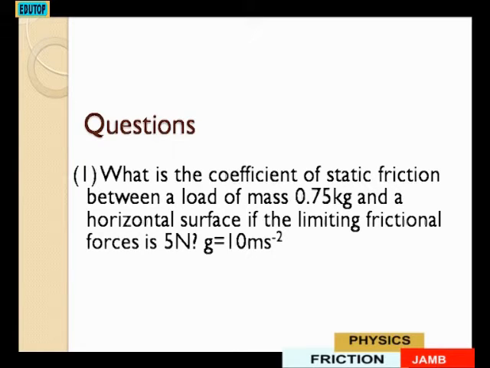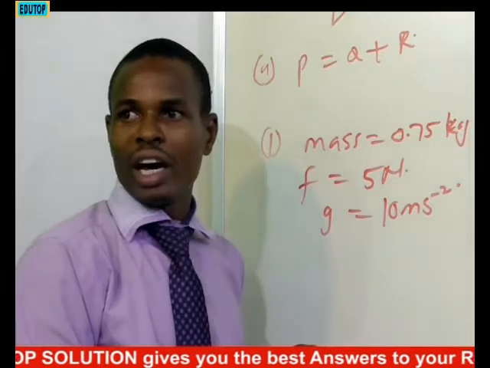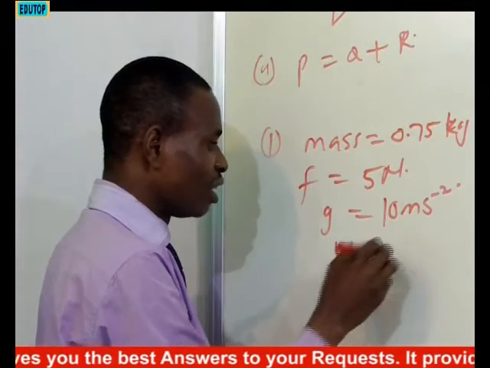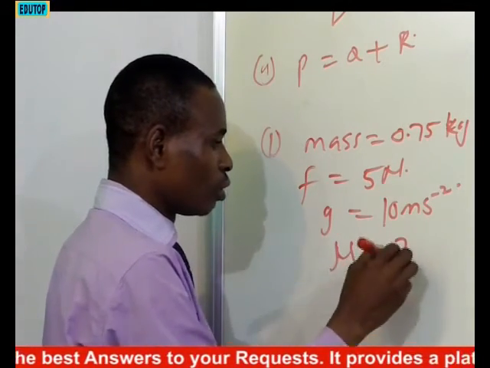The mass there is 0.75 kilogram on a horizontal surface. If the limiting frictional force is 5 Newton, and we are given the value of g to be equal to 10 meter per second squared, we are looking for the coefficient of static friction.